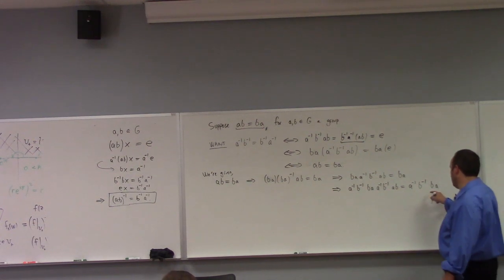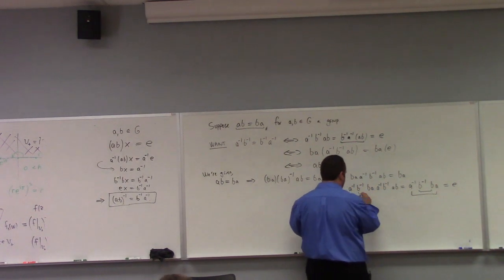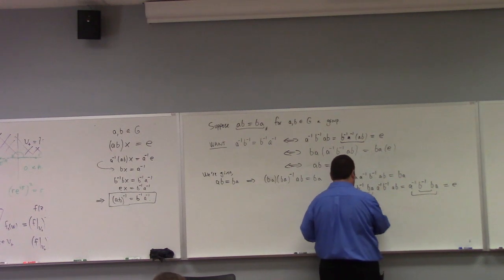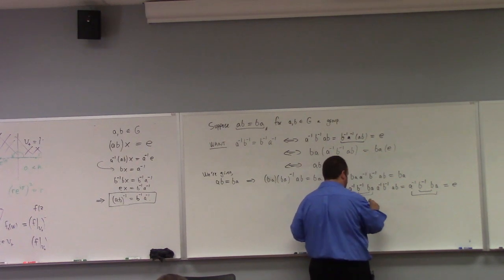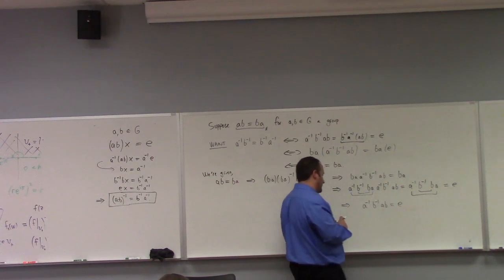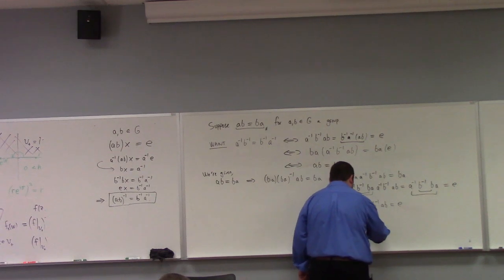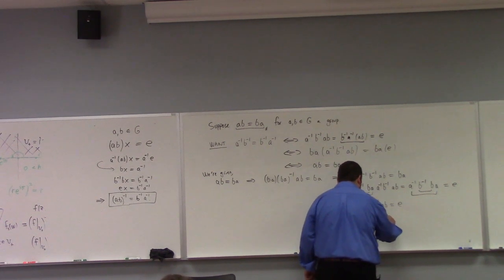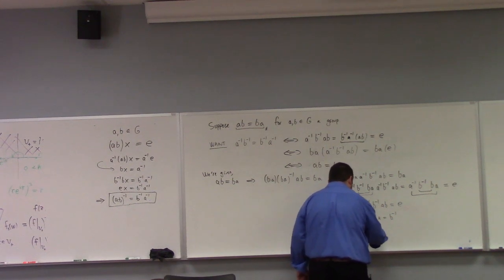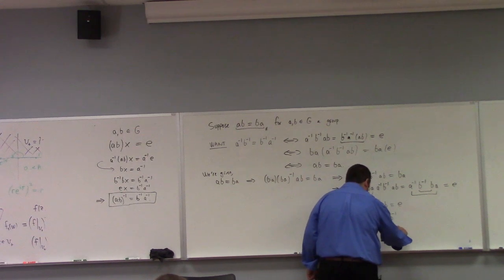So this simplifies down to the identity. And what happens over here? So this implies then that A inverse B inverse times AB is equal to E, which then implies that A inverse B inverse A is equal to B inverse, which implies that A inverse B inverse is equal to B inverse A inverse. So, yeah.